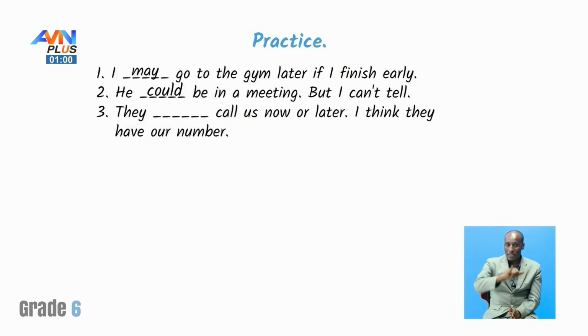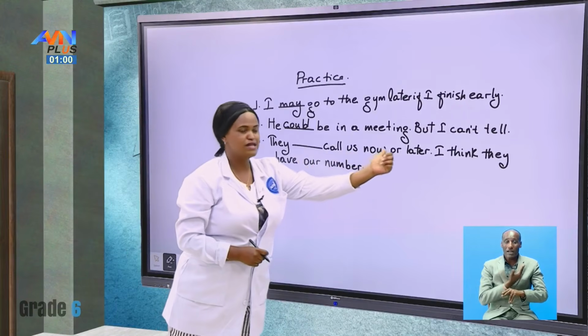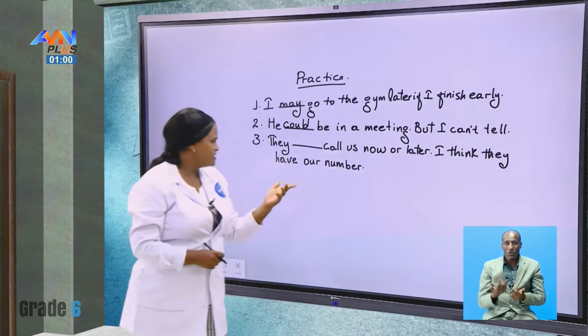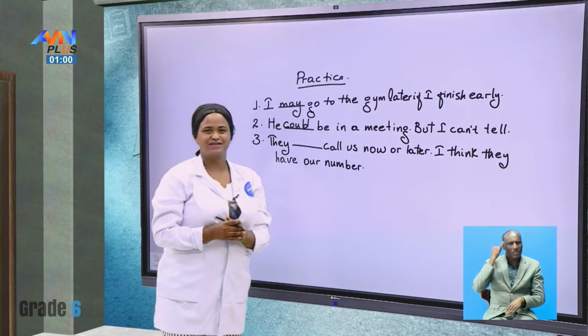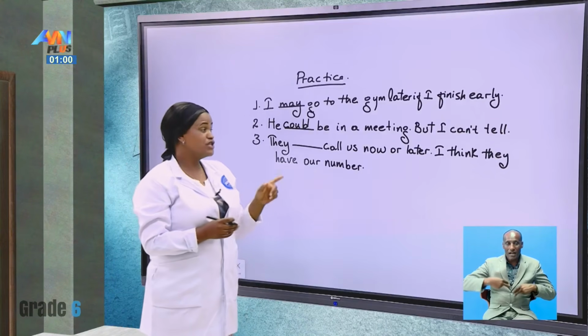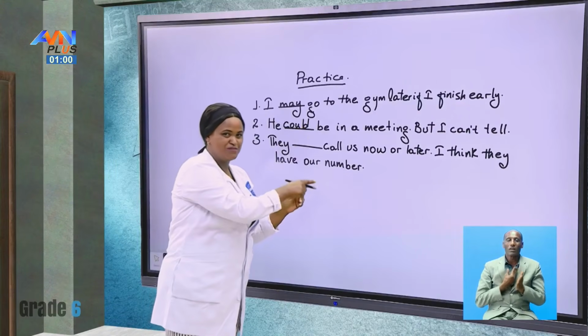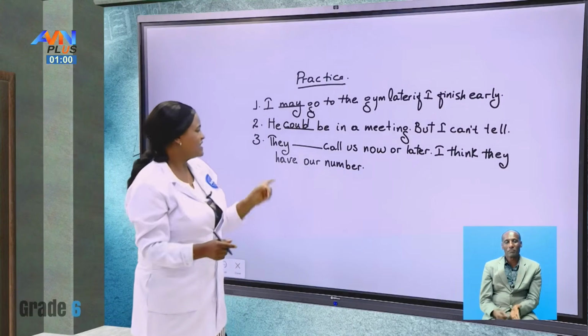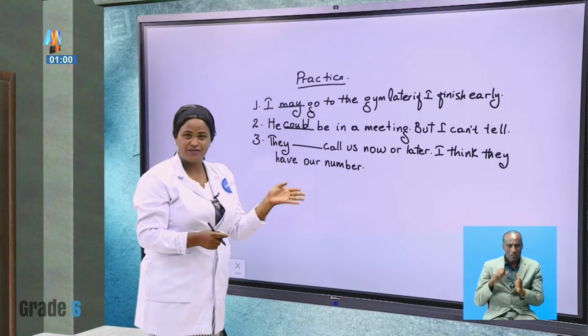Okay, let's come to number 3. They blank call us now or later. I think they have our number. Yes? The person is not even sure that they call them or not, but is also not sure that these people have their number, right?